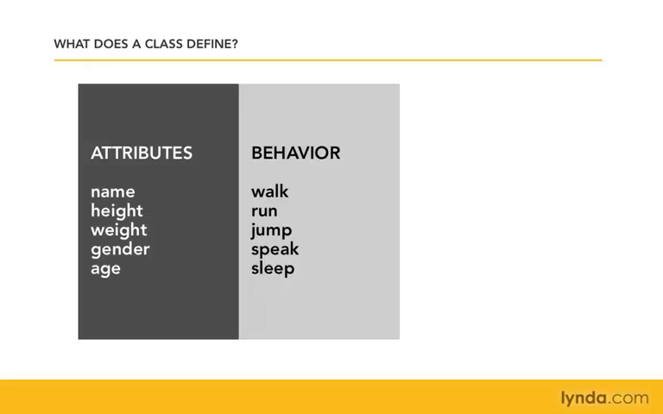So a person class might have an attribute of a name, a height, weight, a gender, and an age. And its behavior would be that a person can walk and run and jump and speak and sleep. These can also be referred to with other names. It's very common to hear the attributes also described as fields or properties, and behavior very commonly called operations or methods. And we'll use these terms, properties and methods, a lot going forward.